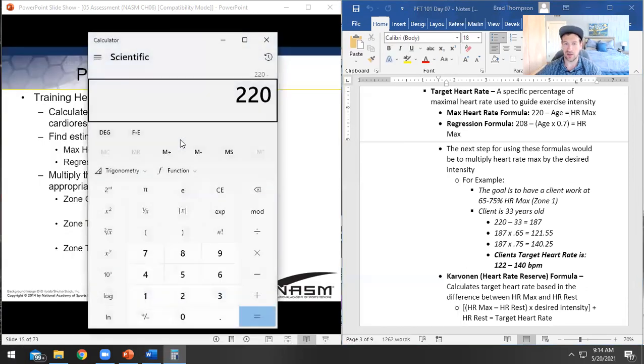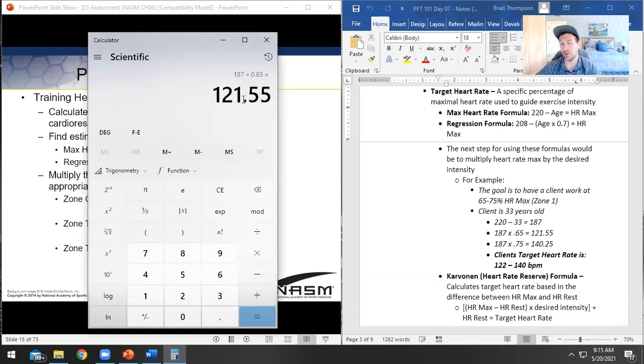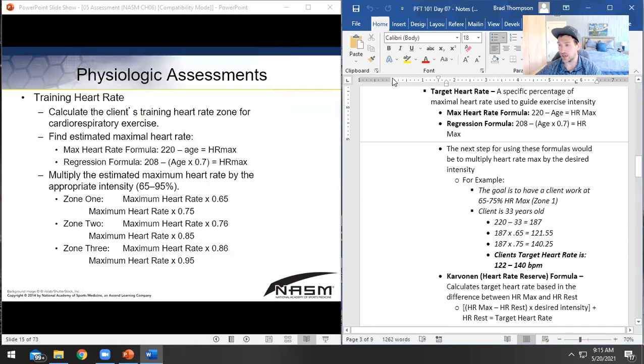So 220 minus 33 times 65%. And it'd be like, all right, well, I want to be at a heart rate of about 122, or maybe I want to be between 65 and 75. So again, 27 times 0.75, you know, 140. So between 122 and 140, that's going to be my target heart rate, right? And that's fine. It's not bad.